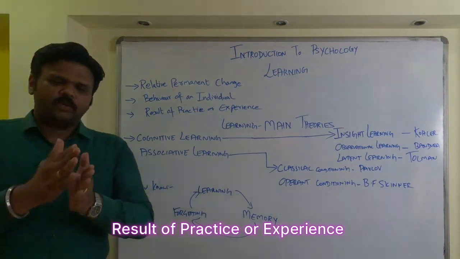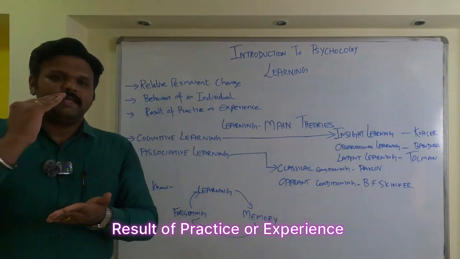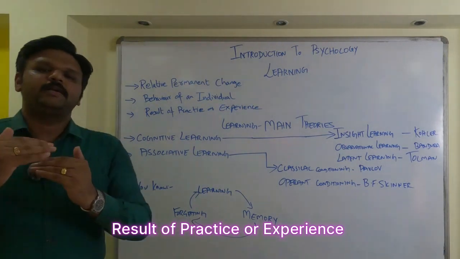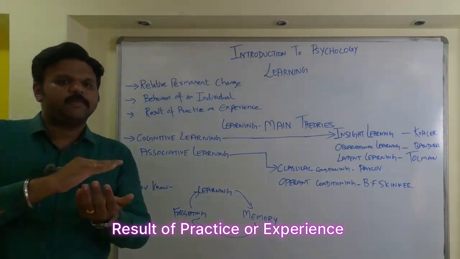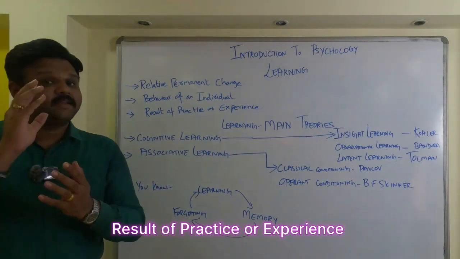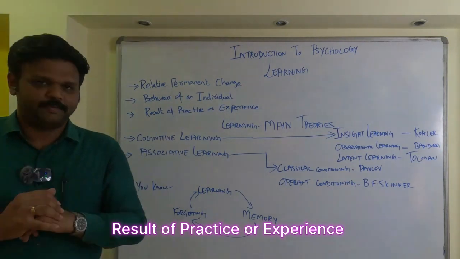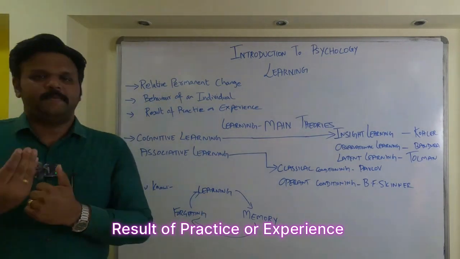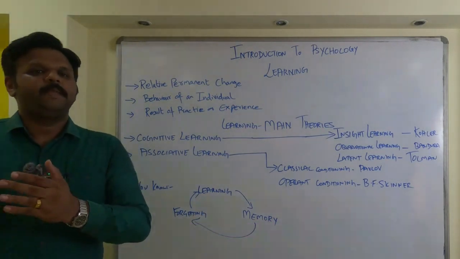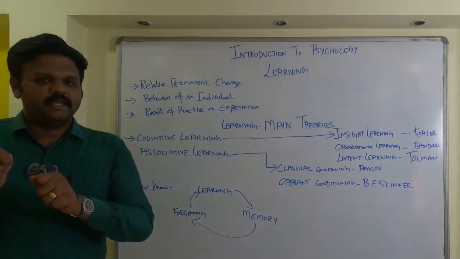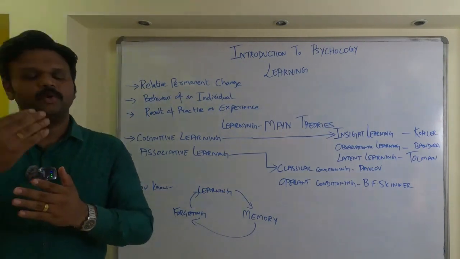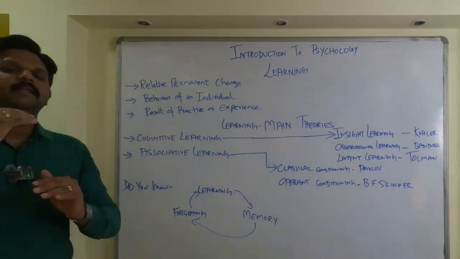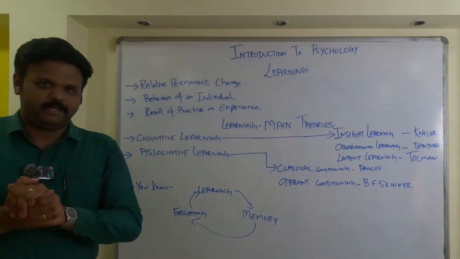Let's once again take the example of walking. A person will be crawling as a baby, and slowly the person will learn to walk. When the person is transforming from crawling to walking, that is a relatively permanent change happening in the behavior of a person, and this particular change happens only as a result of practice or experience. Either the parents of the child will make the child use a walking aid, or they will motivate the child to walk. Based on that, this practice or experience happens, and that forms the crux of learning.